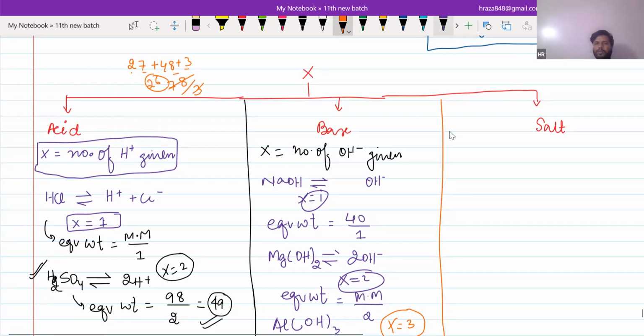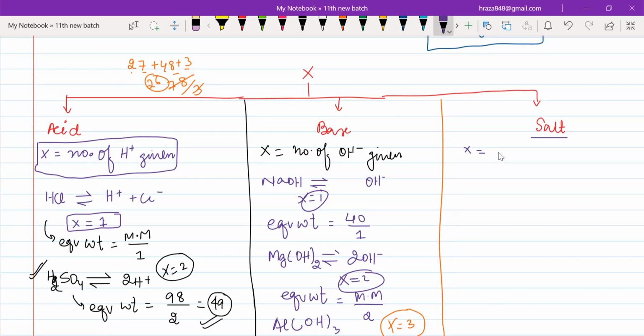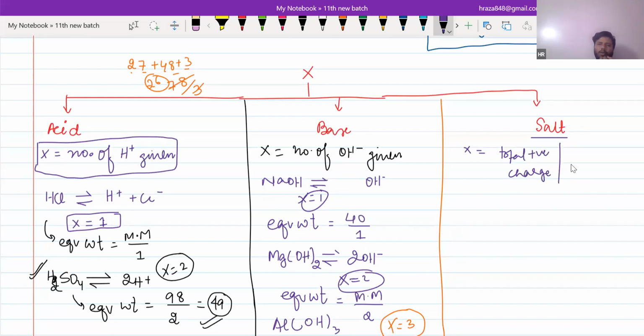So here we are going to concentrate only on how to calculate the number X. Now, for a salt, since a salt is generally prepared by a neutralization reaction, acid plus base, X is equal to either the total positive charge or the total negative charge, with magnitude. Don't take it with sign.